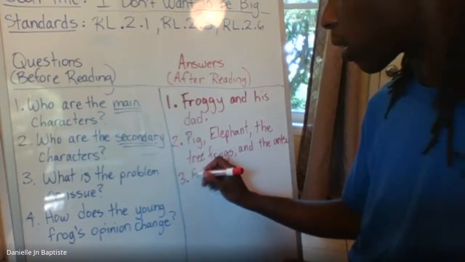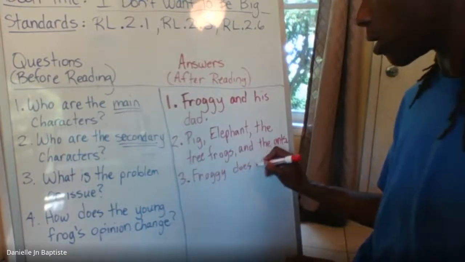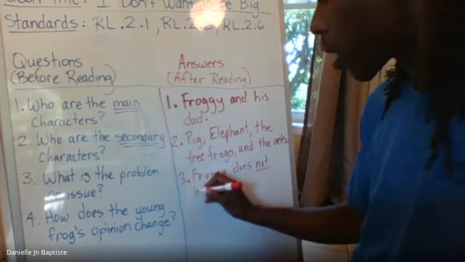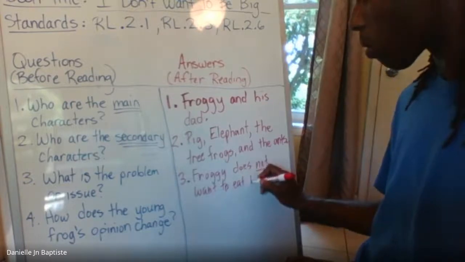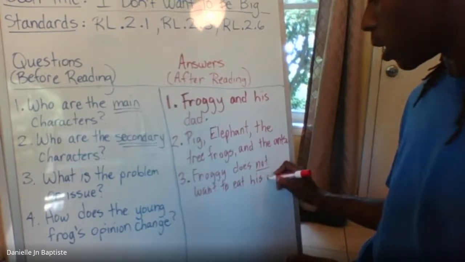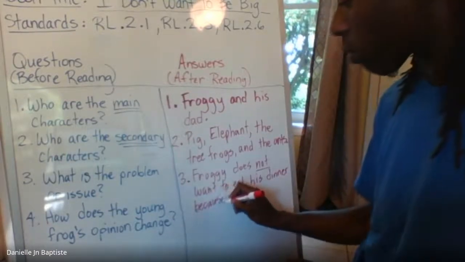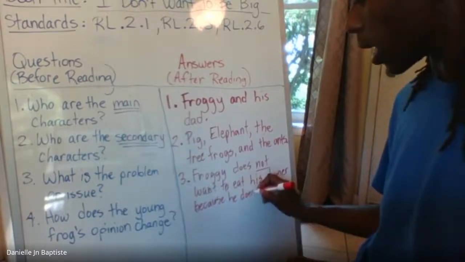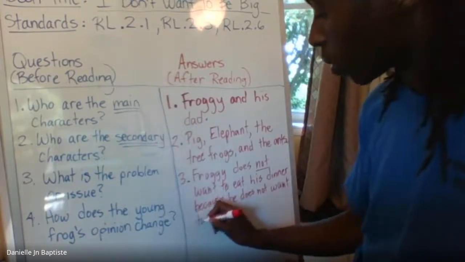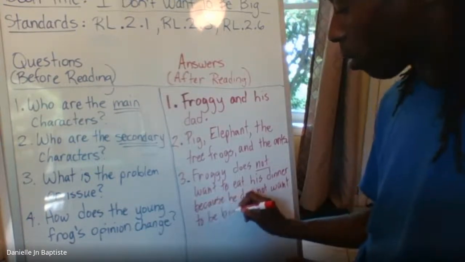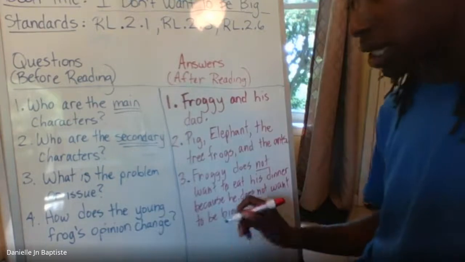Froggy does not want to eat his dinner because he does not want to be big. He does not want to be big. He does not want to eat his dinner because he does not want to be big.